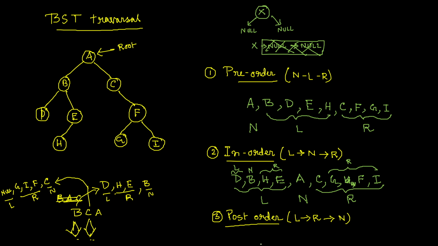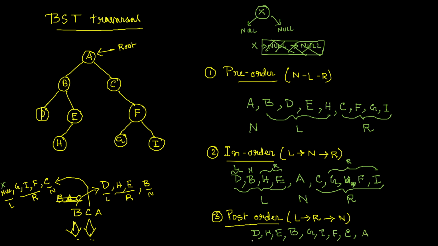Right. So I can easily predict what the post order will be. That will become D, H, E, B, and on this side we will have G. Null is not needed to write. G, I, F, C, and then I can write A.